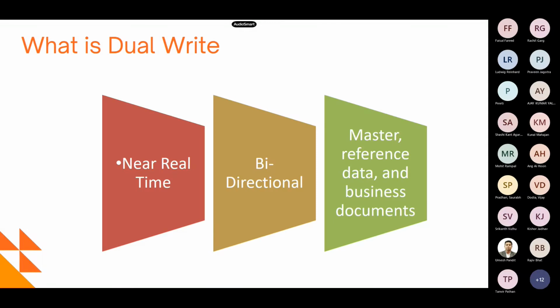So here are the core purposes of dual write. Near real time means it depends on transactional history, so it can be catered as near real time, not 100% because it is transactional based. The second point is bi-directional. It means we can also dump data from customer engagement to FNO and vice versa. Also, we can map master data as well as its reference records.